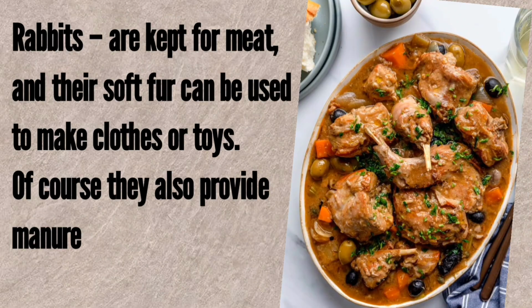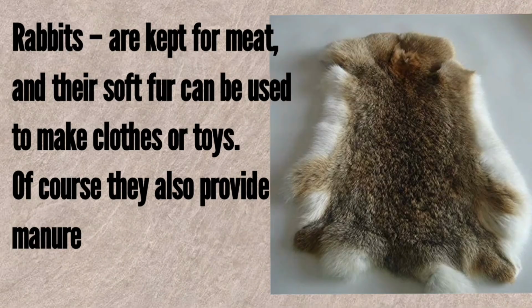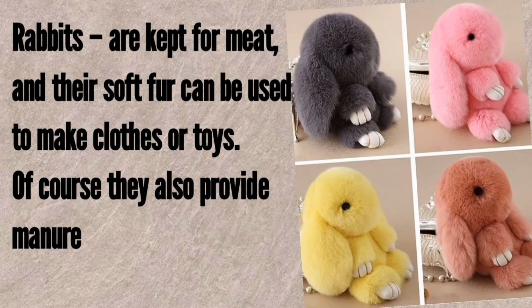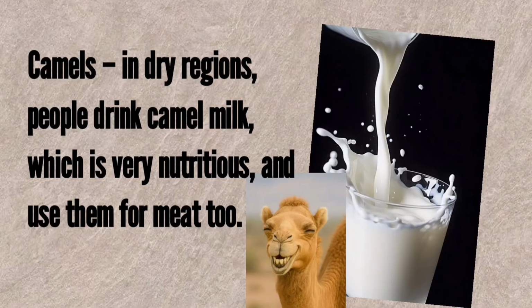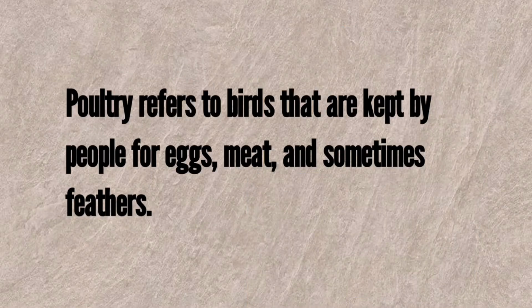Rabbits are kept for their meat and their soft fur, which can be used to make clothes and toys. Of course, they do provide us with manure. Let's move to camels, which are kept in arid and semi-arid regions. They give us milk and meat too, and the milk is very nutritious.